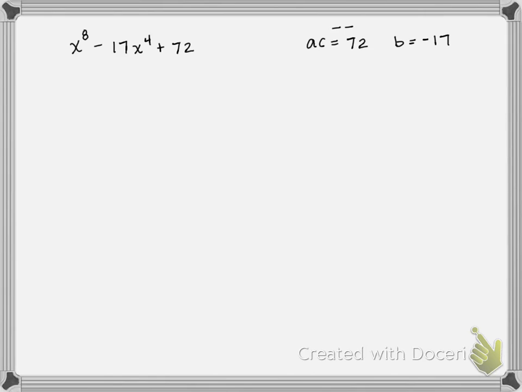Okay, did everybody get -8 and -9? 72 is a pretty big number. I did the whole list. Good. Yeah, and you could use your prime factorization too. So then we did like x to the 8th minus 8x to the 4th minus 9x to the 4th plus 72.